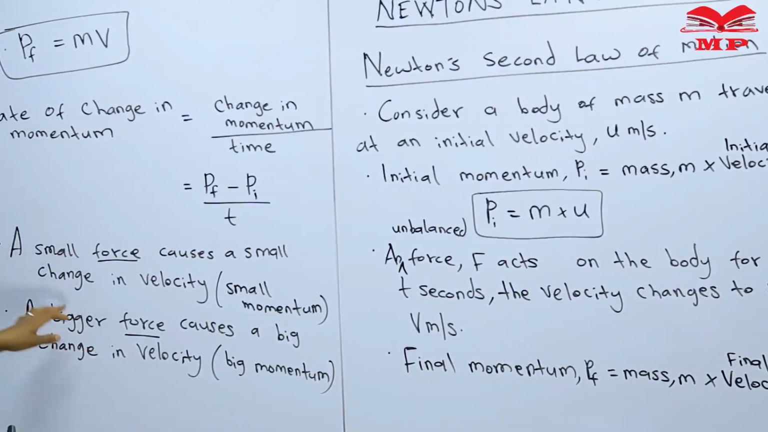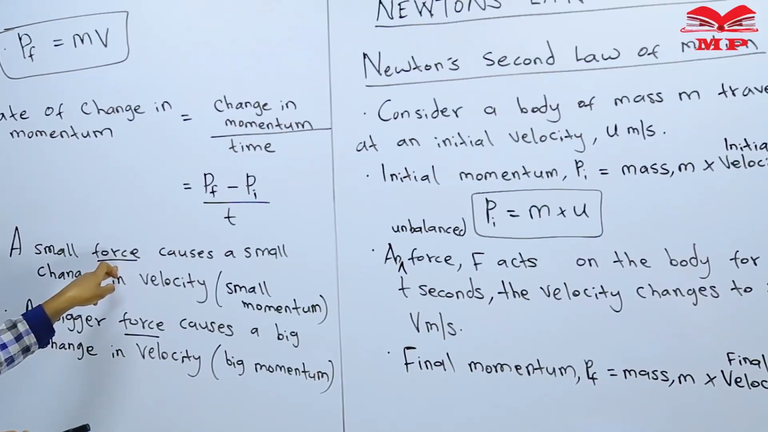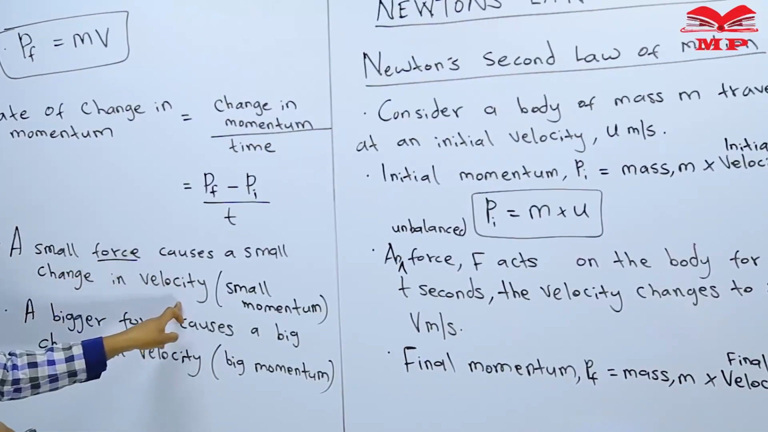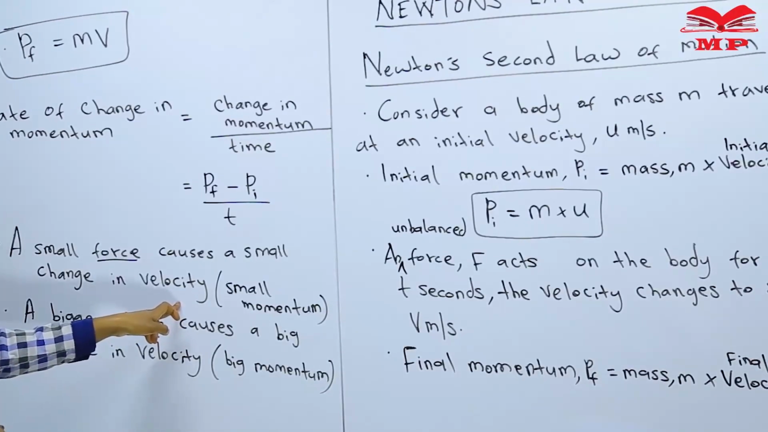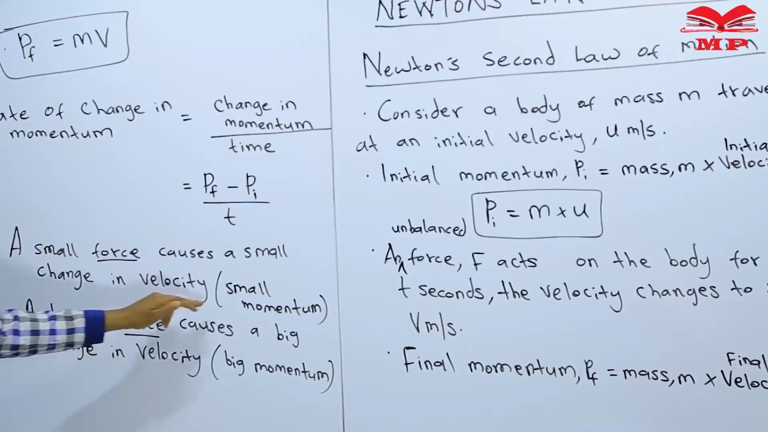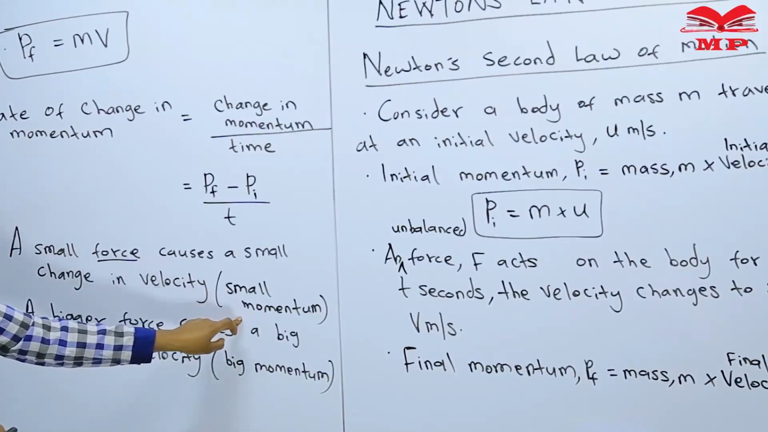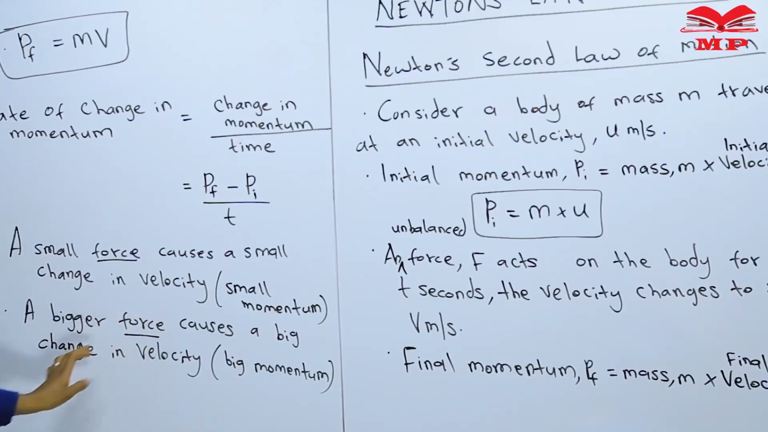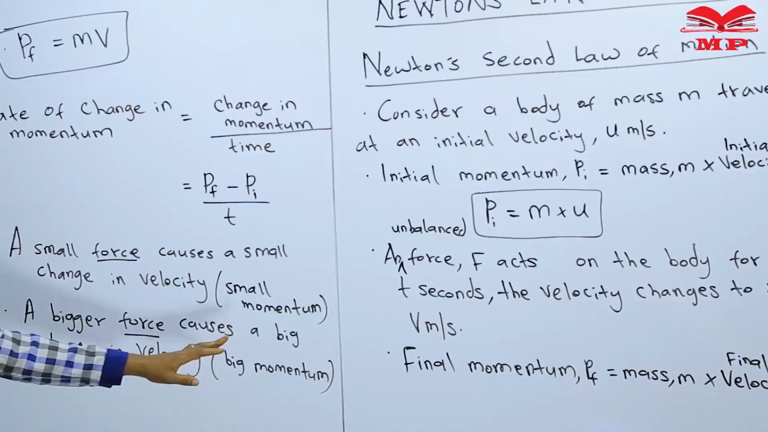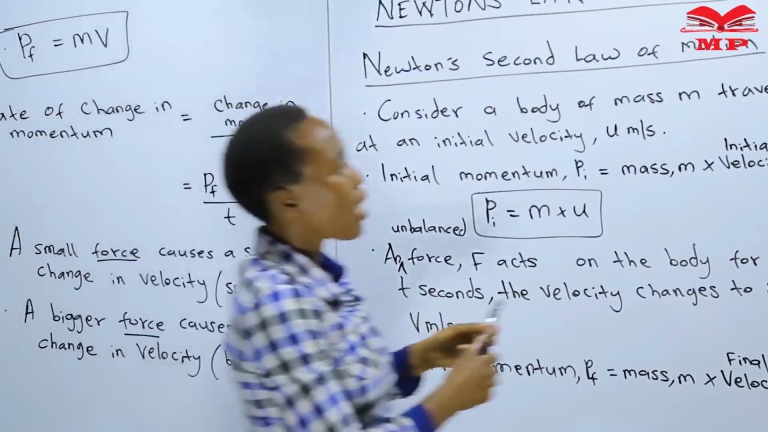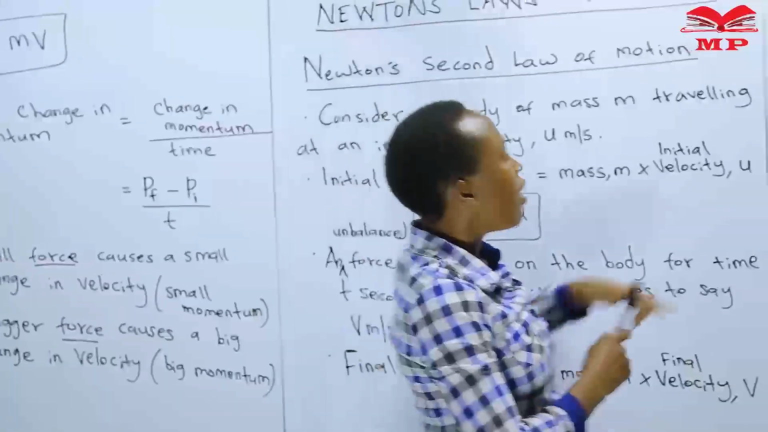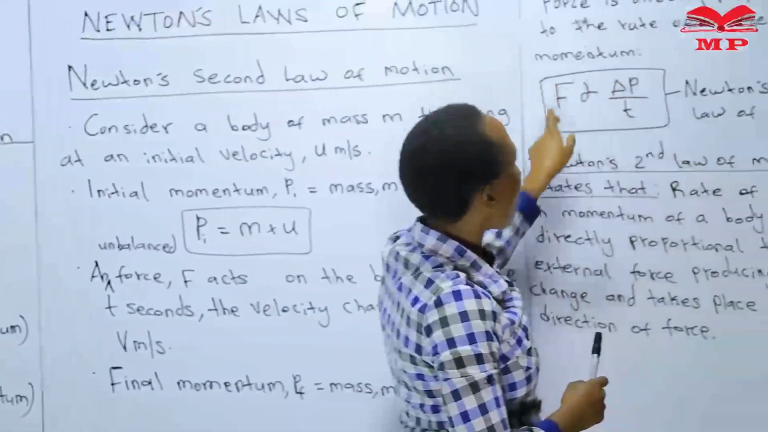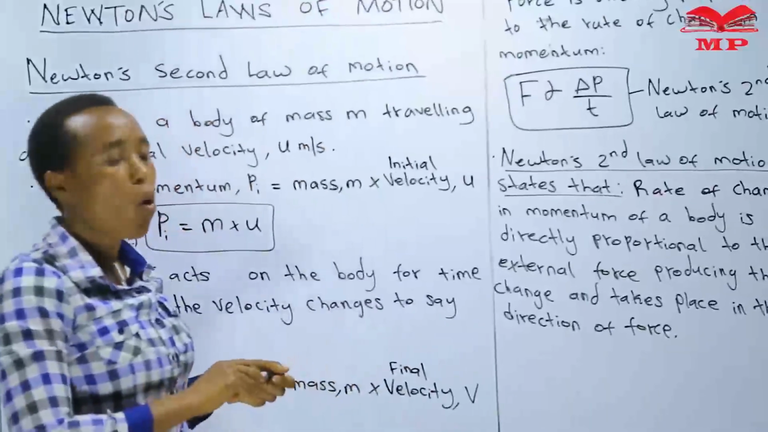And when a small force is applied, it causes a small change in velocity. Because momentum and velocity are directly proportional, a small change in velocity also gives a small change in momentum. Again, a bigger force causes a bigger change in velocity, and therefore also a big change in momentum. Therefore force is directly proportional to the rate of change in momentum, and this is what we call Newton's second law of motion.